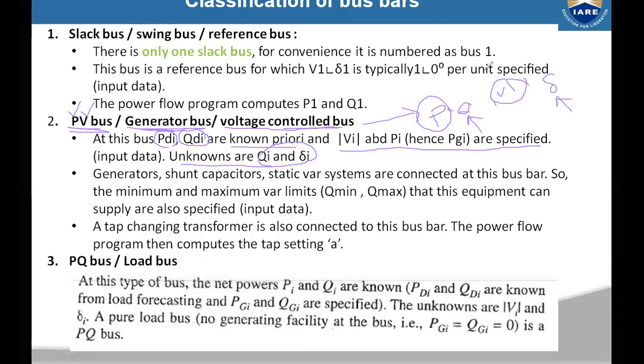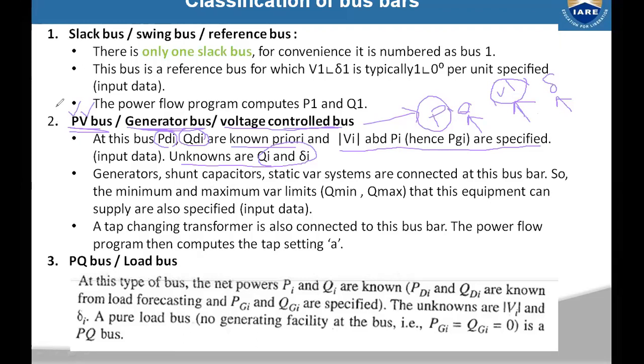Such buses are called generator buses. Simply saying, all the power plants where generators are present, that bus is considered a generator bus, and this bus is also called a voltage controlled bus. The magnitude of voltage at this bus can be controlled. Because of that reason, this is also called a voltage controlled bus.